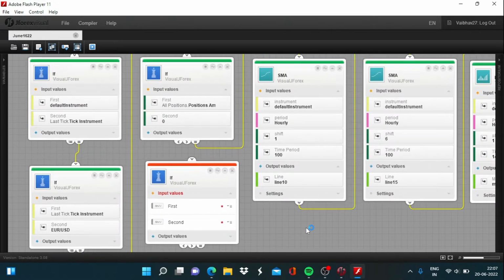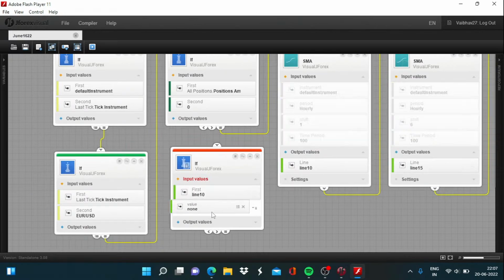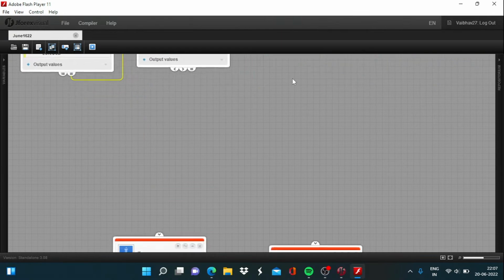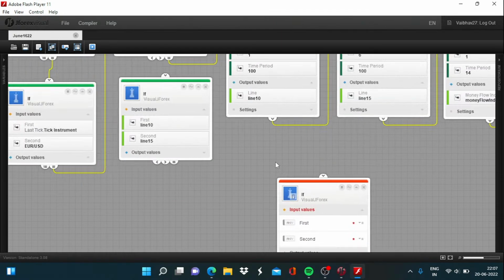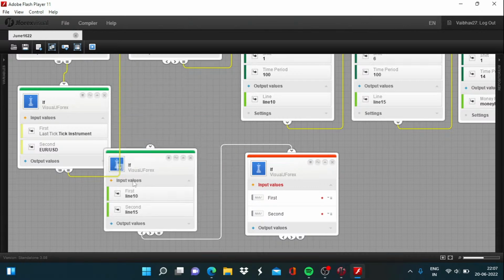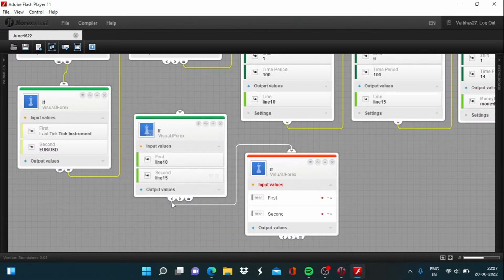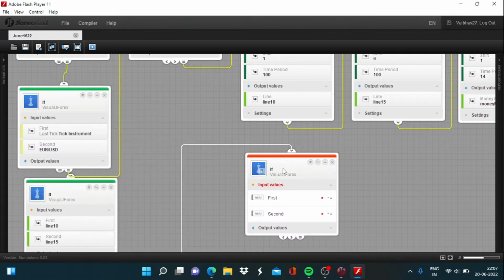We need line 10 to be less than line 15. So I will take line 10 and it should be lower than line 15. Okay, so first input less than second input.